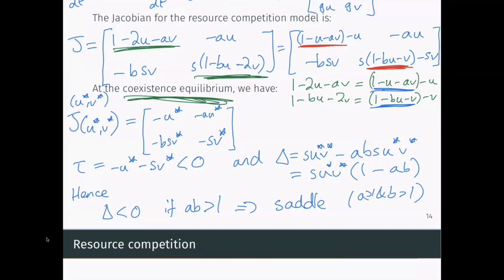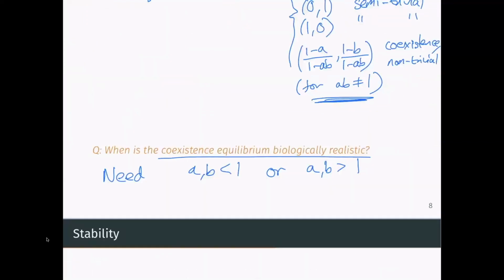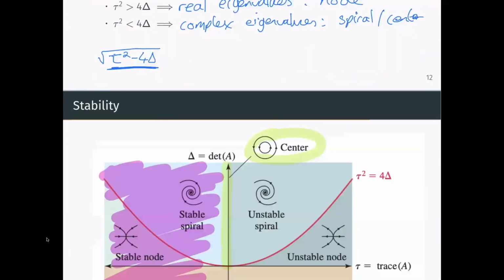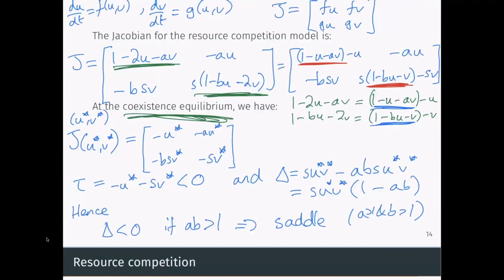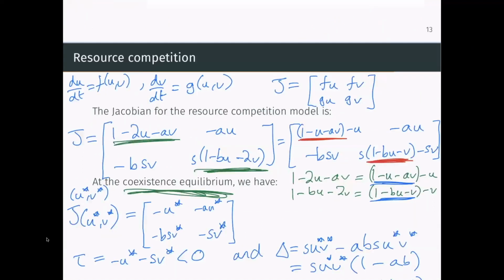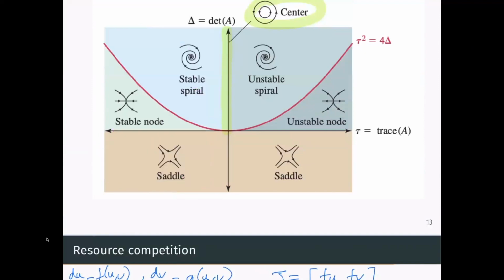And that's because we had up here that our coexistence equilibrium is only biologically realistic in these two scenarios. So either both A and B have to be greater than 1 or A and B have to be less than 1. So if AB itself, the product of A and B, is greater than 1, then both of these have to be greater than 1. So in this case, we have a saddle because we have a negative determinant. So on this diagram up here, we're in this bottom region. We have the saddle.